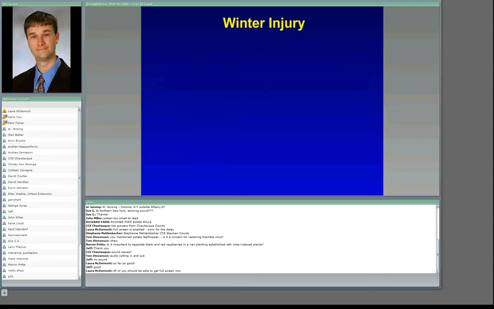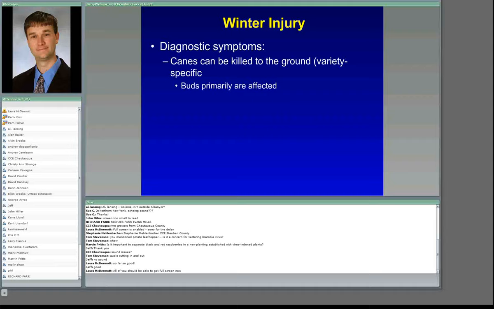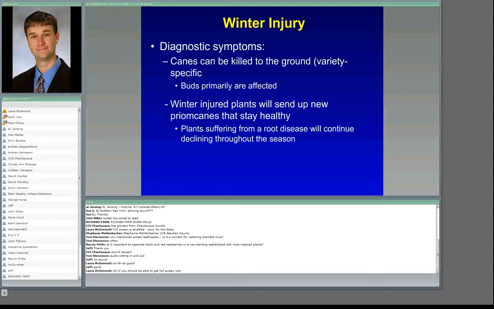Canes can get killed to the ground, but like I mentioned before, buds are the primary source of affected material when it comes to winter injury. But don't let it completely confuse you. One thing that is interesting about winter injury is that, somewhat diagnostic, the plants will continue or will send up new primocanes that stay healthy. However, if your plants are actually suffering from a root disease, the plants will continue declining throughout the season, as will be more evident when we get right down into the diseases themselves.